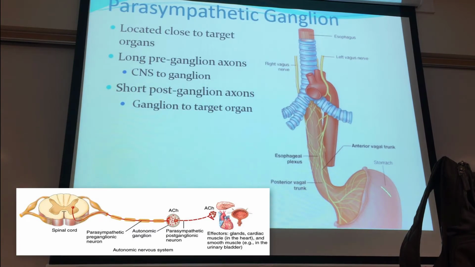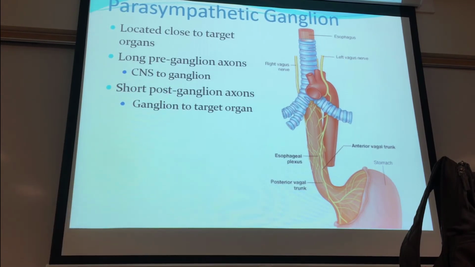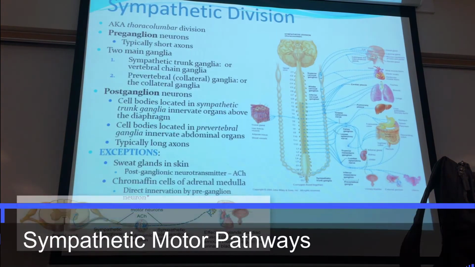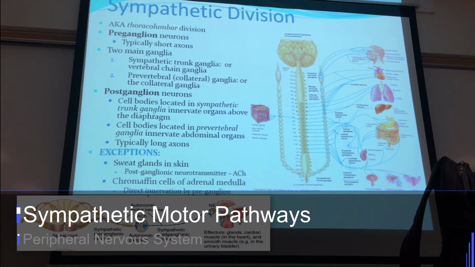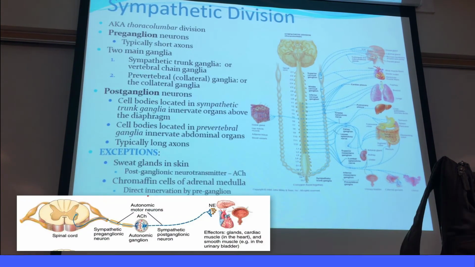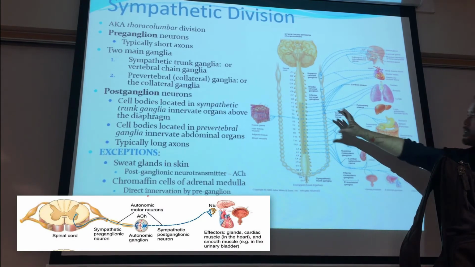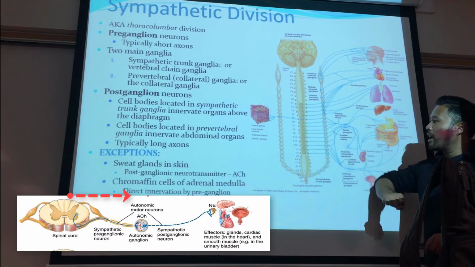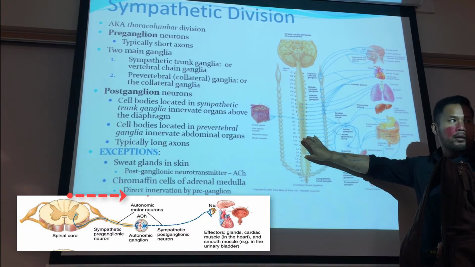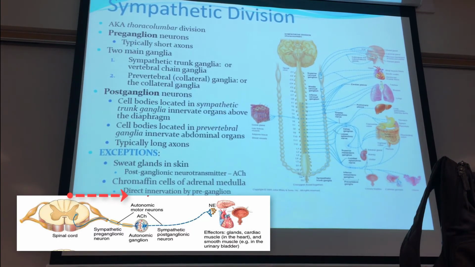Like I mentioned, ganglia are located close to the target organ. So long preganglionic axons, short postganglionic axons. Now looking at the sympathetic division, it is called the thoracolumbar division. Why is that? Because we're going to be involving the thoracic as well as the lumbar spinal cord segments.